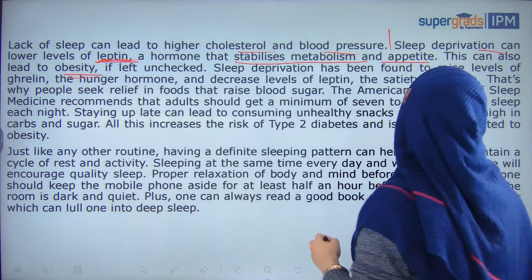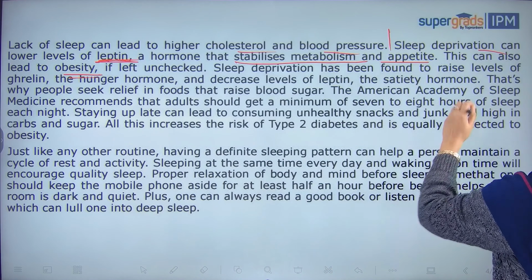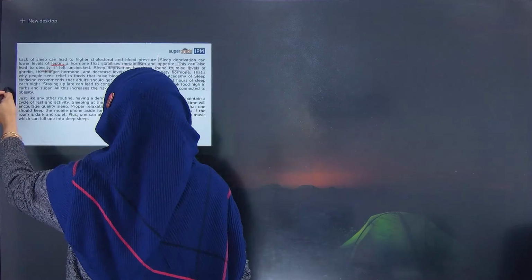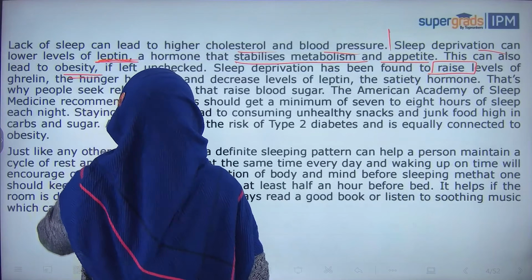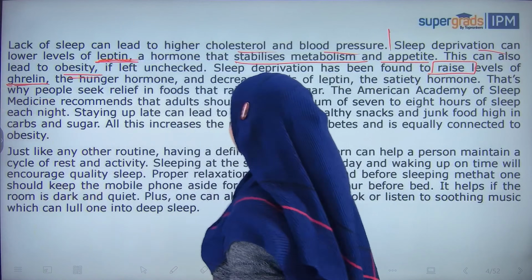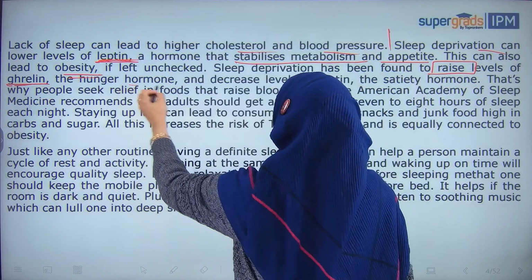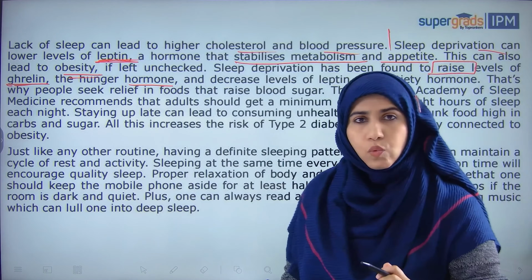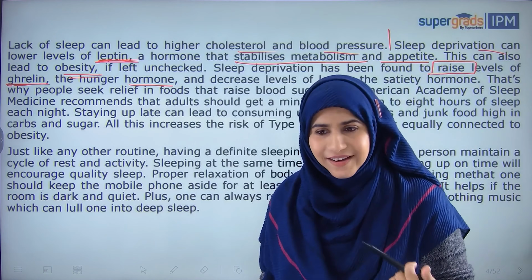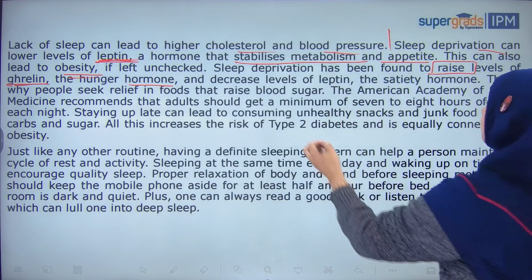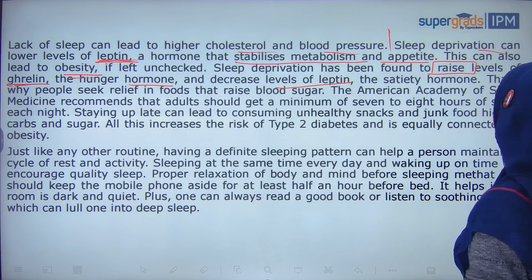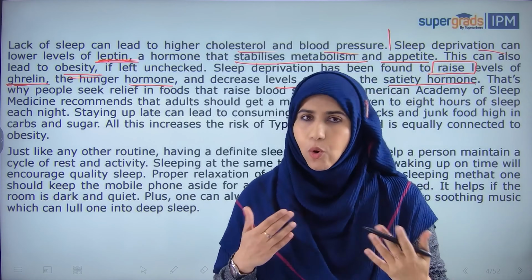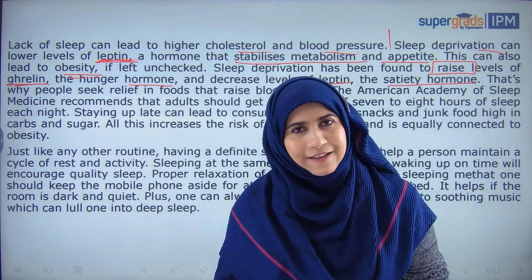Then it tells you about another hormone. It can raise the levels of this hormone, which is ghrelin. Ghrelin is a hunger hormone. When you are sleep deprived, ghrelin will increase and you will feel hungry. Leptin will decrease. Leptin is the satiety hormone that gives you a feeling that you are full. So obviously it will lead to obesity in the long run.